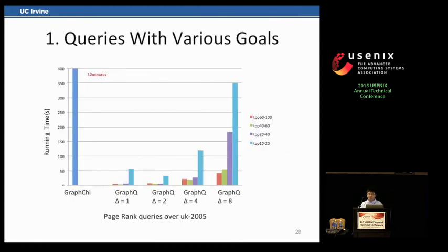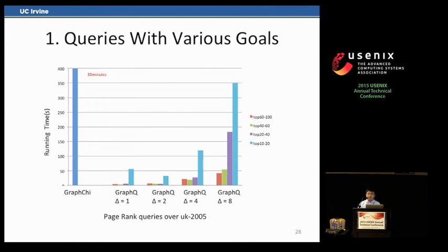The first experiment is to perform queries with various goals. This slide shows the performance for PageRank queries over UK 2005. We divide top 100 PageRank values into 4 intervals. In this figure, x-axis represents how many vertices we want to find. Y-axis represents the running time of GraphQ. And the leftmost bar shows the whole graph running time on GraphG, which is more than 30 minutes.